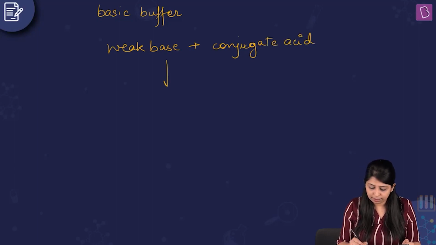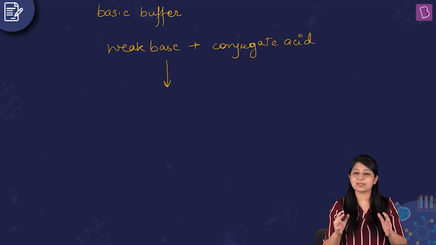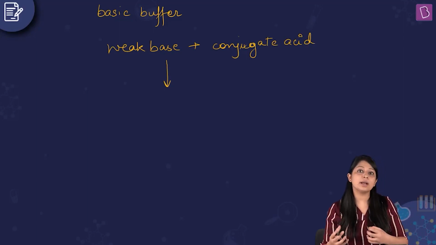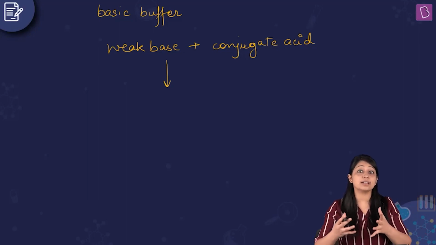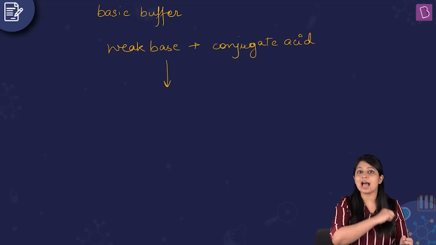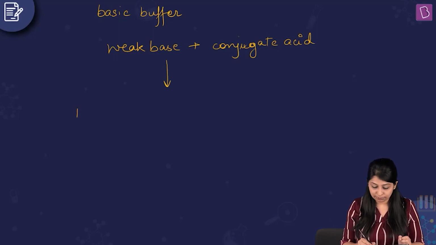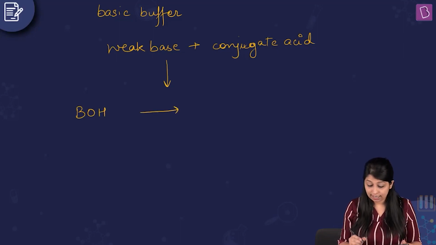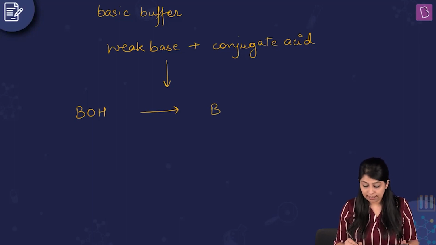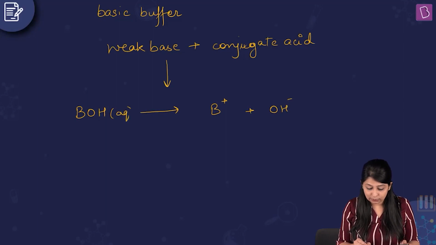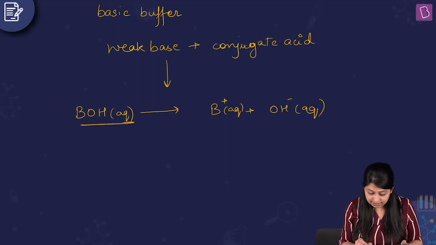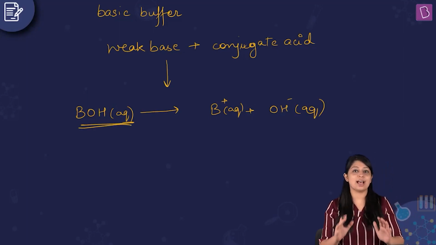What do we mean by base? A base is a substance which dissociates and gives OH minus ions in aqueous solution. Let's see. If we have BOH and it dissociates to give B plus and OH minus ions in the aqueous solution, hence we call BOH a base.